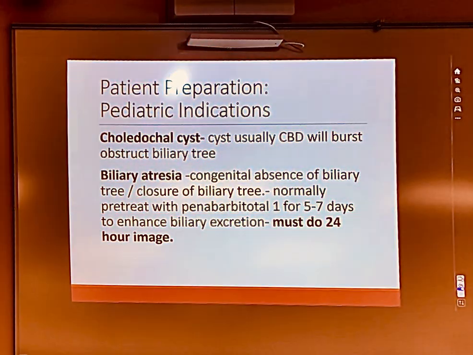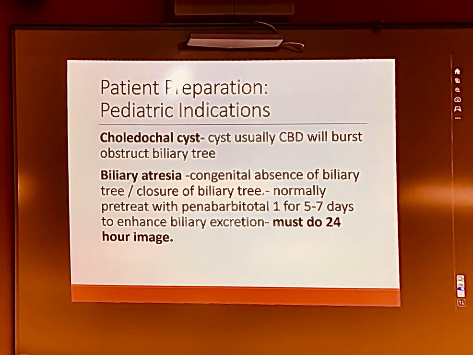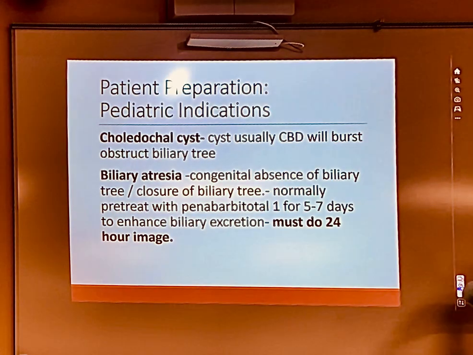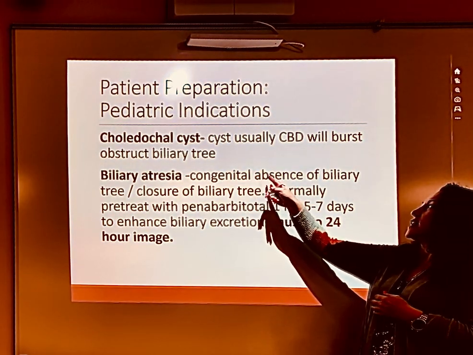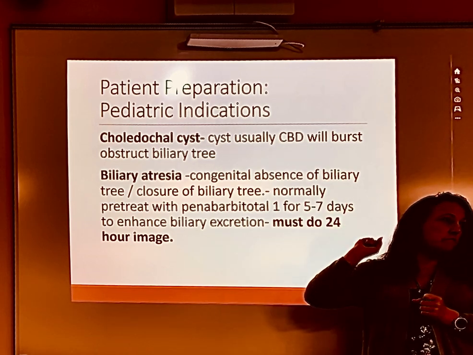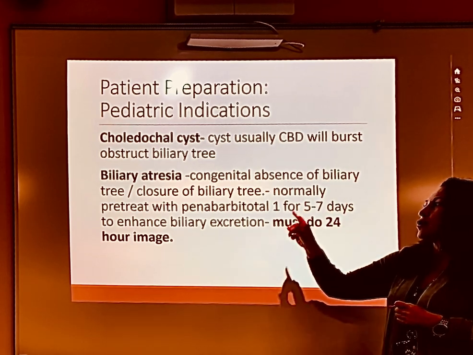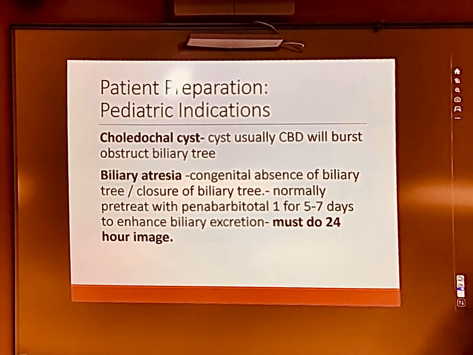So then we have something called biliary atresia. Biliary atresia is the congenital absence of biliary tree or a closure of the biliary tree. 99.9% of the time, it is a congenital absence of biliary tree. Okay, very rarely is it ever a closure of the biliary tree. Usually the baby is born without one.